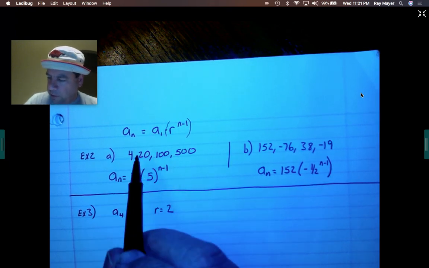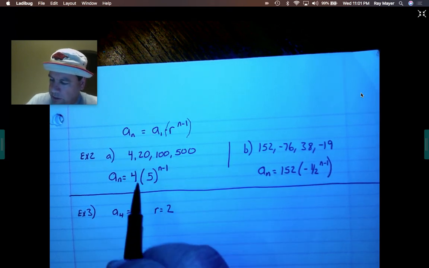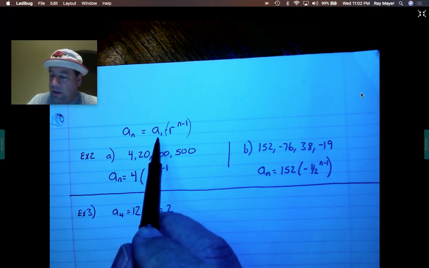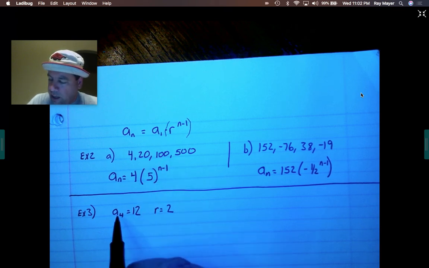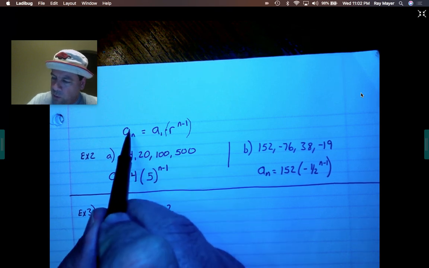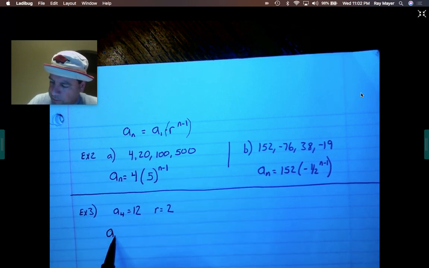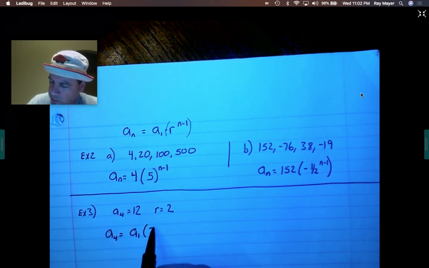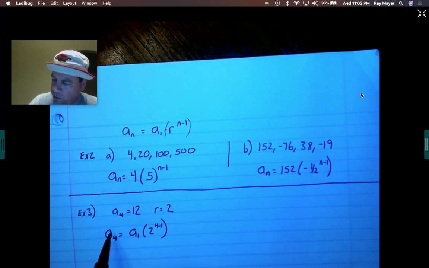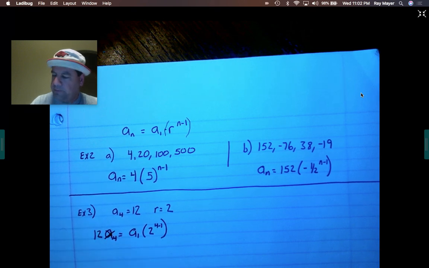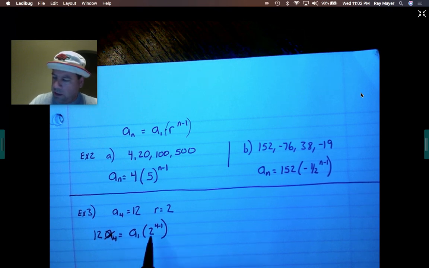Well, I got this rule right up here, so I'm just going to plug and chug into that right now. I gotta know what a sub 1 is. So I bet I got enough information to solve that. I know that a sub 4 is 12. So this is going to be a sub 4 equals a sub 1, r, which is 2, and then 4 minus 1. And then if a sub 4 is 12, then that's going to be 12, because it told me a sub 4 equals 12, so I'm going to put 12 right there instead. And so this ends up being the third, and 2 to the third is 8, and I'll need to divide both sides by 8.